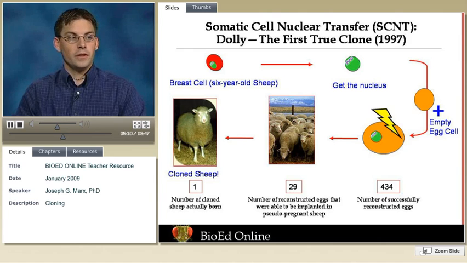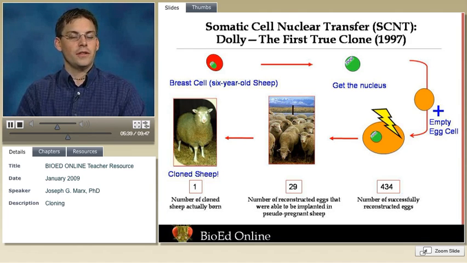They took out the nucleus. They took an egg cell from another sheep and took out its nucleus. They combined the two and then shocked it. They reimplanted that in a pseudopregnant sheep, which is a sheep that has been treated with hormones to make it think it's pregnant so it will readily accept the implanted blastocyst. And the sheep was allowed to carry the developing embryo to full term, in which case producing an identical clone to the sheep that donated the mammary cell or the breast cell.